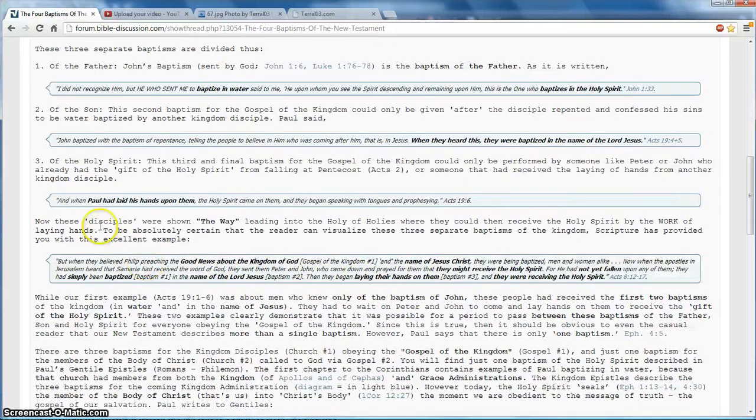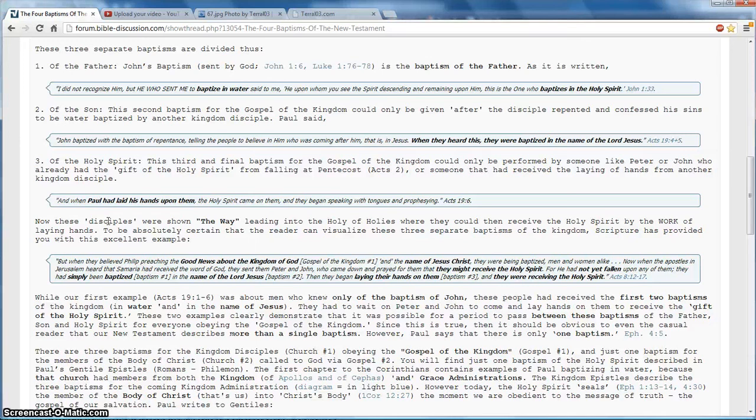Now, there's a similar account in Acts chapter 8. Now, let's look at that. "But when they believed Philip preaching the good news about the kingdom of God," that's the gospel of the kingdom, "in the name of the Lord Jesus Christ," you see, they got the first and the second here. "They were baptized, men and women alike.